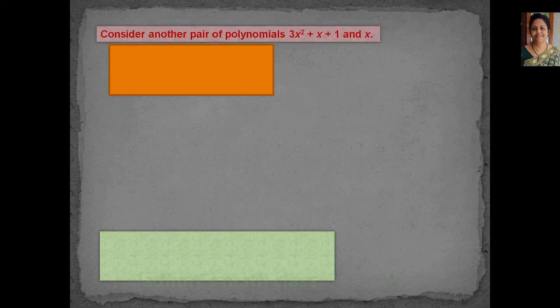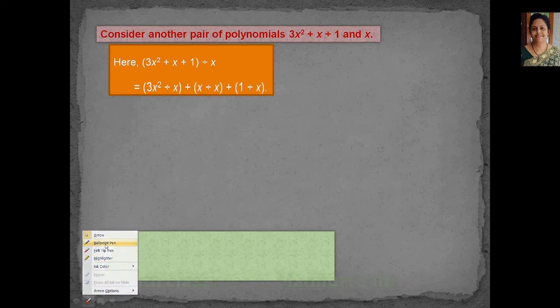Consider another pair of polynomials, 3x squared plus x plus 1 and x. Here 3x squared plus x plus 1 divided by x. So we will divide each term by x. 3x squared by x plus x by x plus 1 by x. So 3x squared divided by x, you will get 3x. And x divided by x, you will get plus 1.